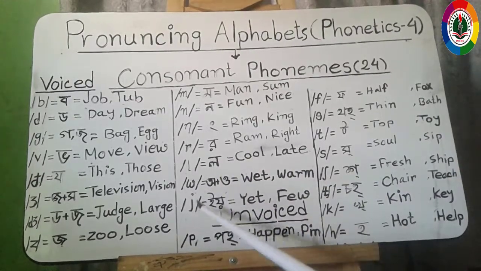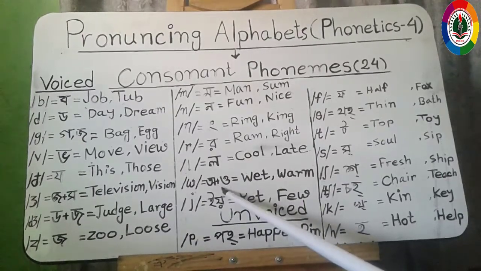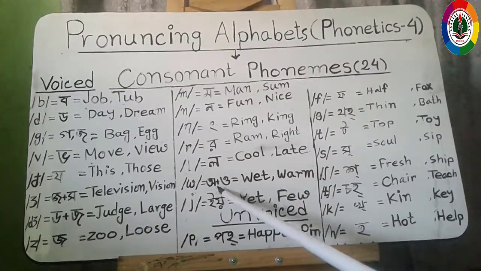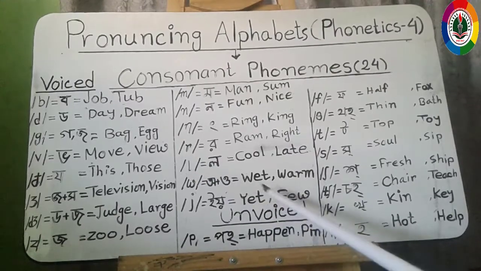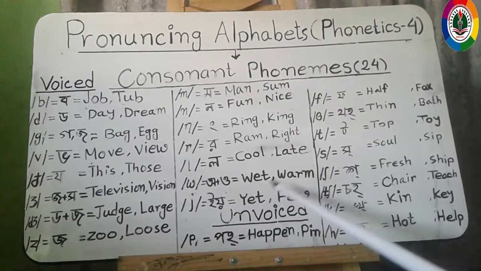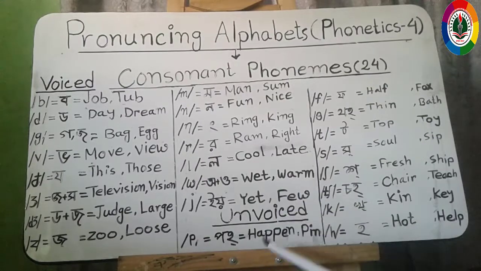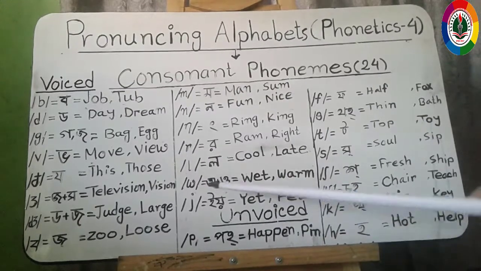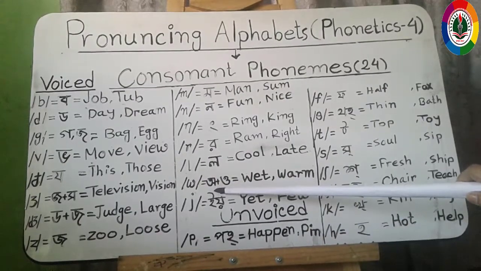This sign is for the phoneme or sound "w", like "wo". And the examples are like wet, worm. While you utter wet and worm, we feel the presence of the sound "w".